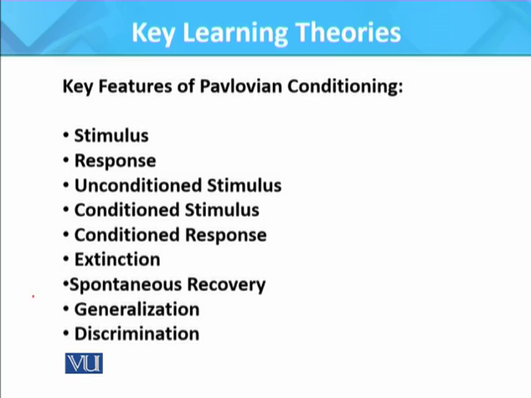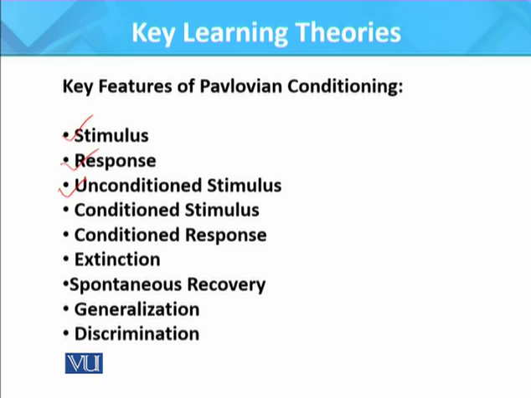The first is stimulus. By stimulus, what we mean is any feature that is there in the environment and that affects one's behavior. In Pavlov's experiment, the stimulus was food. The second feature is response. That's what we mean by behavior, a kind of behavior which is elicited by the stimulus. In Pavlov's experiment, salivation was a response.